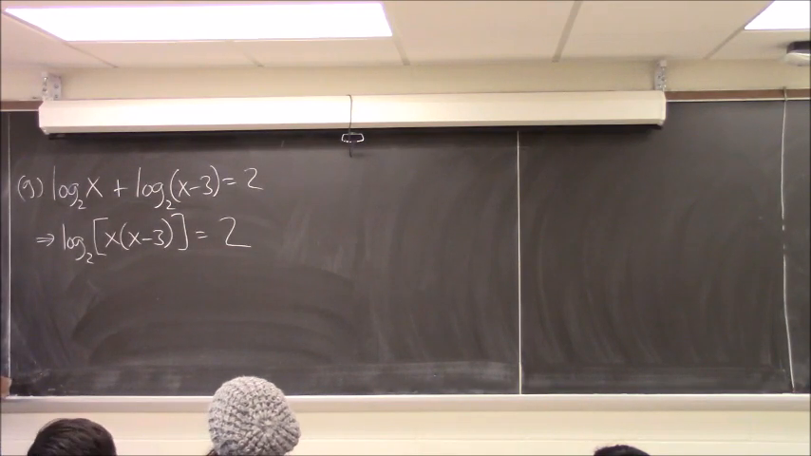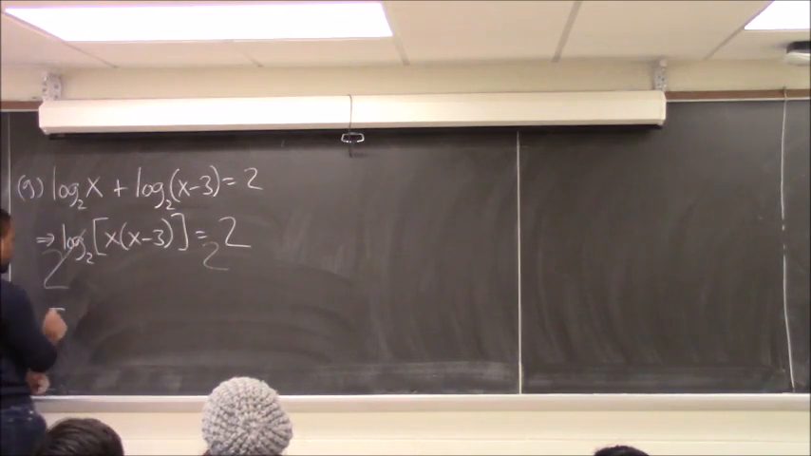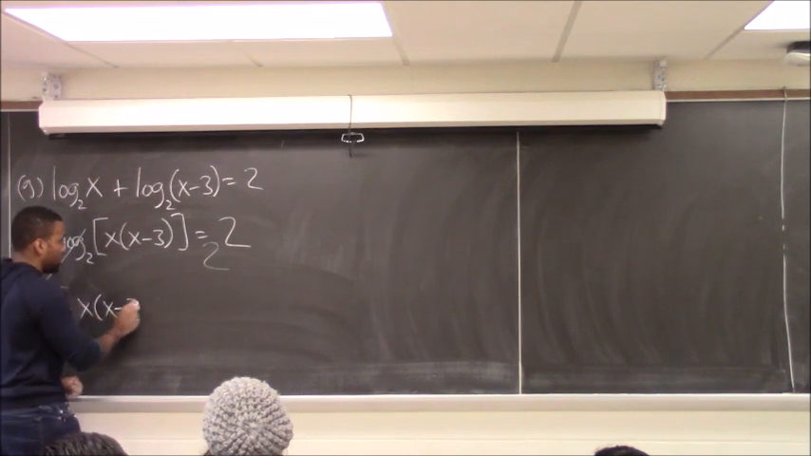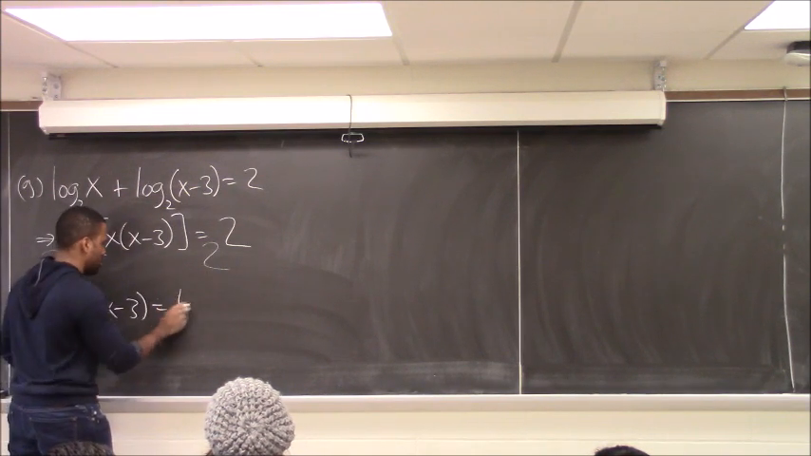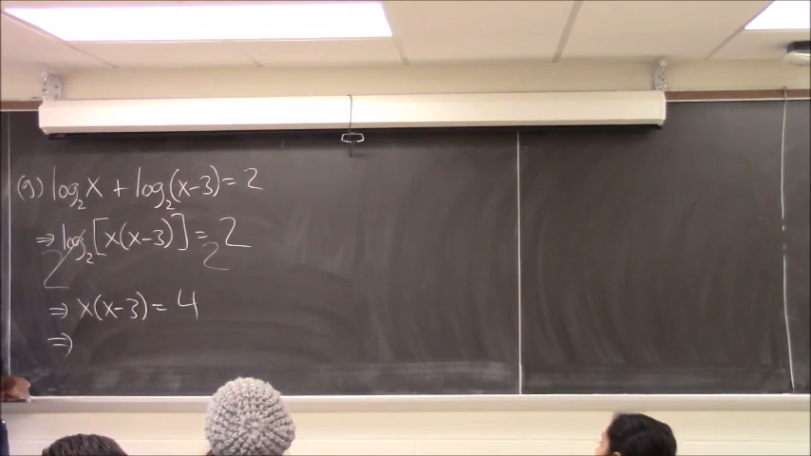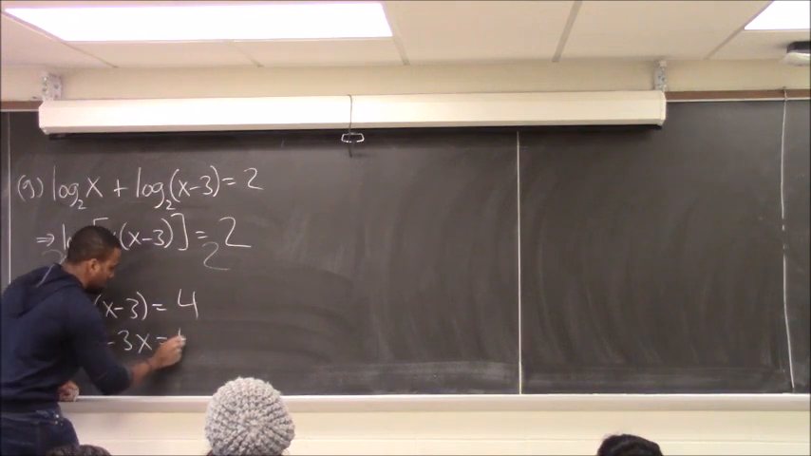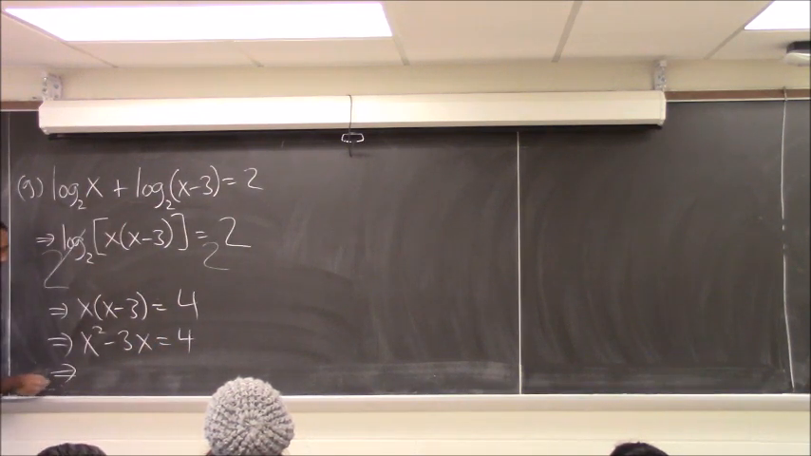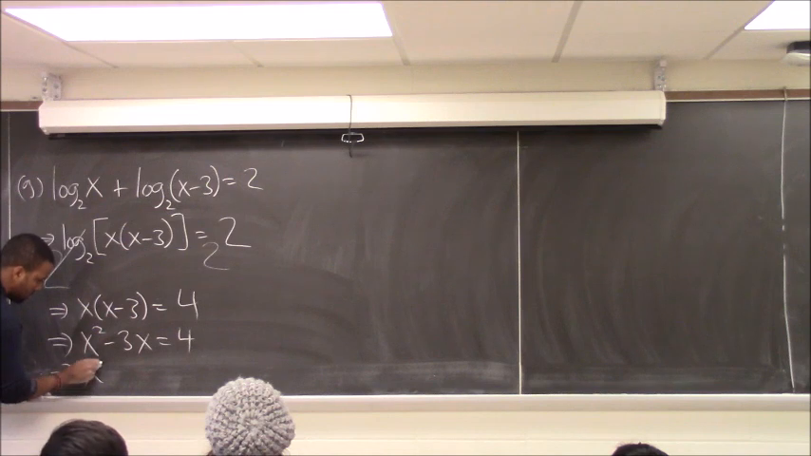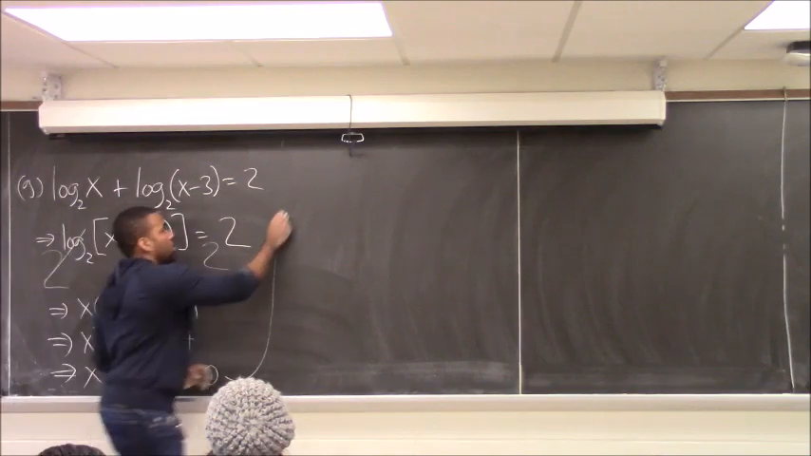Can you get rid of that log like we did the other one? Yeah, get rid of the log. How? Just raise both sides to the 2. That's going to die. We're going to have x times x minus 3. And over here we have 2 squared. Now what? How do I do that? Right, bring everything to one side so it equals 0.